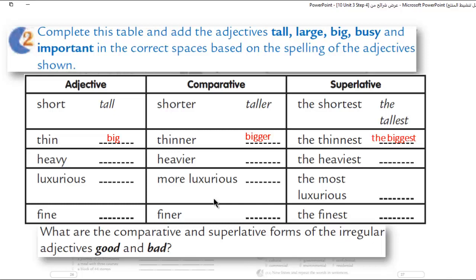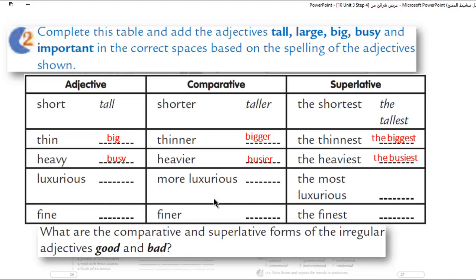Which adjective, based on spelling, can be added here? Excellent. Busy. Busy is like heavy. Heavy, heavier, the heaviest. Busy, excellent. Busier, the busiest. Excellent. Luxurious. More luxurious, the most luxurious.